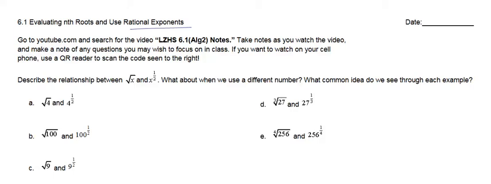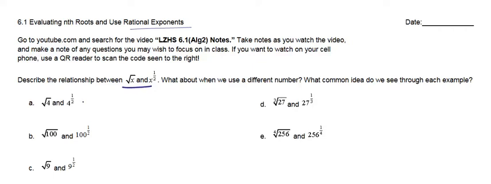Alright guys, we're going to go ahead and take a look at evaluating the nth roots and using rational exponents. So the first thing we want to do is to describe the relationship between the square root of x and x to the power of 1/2. Are these two related at all, or are they going to give us two different values?